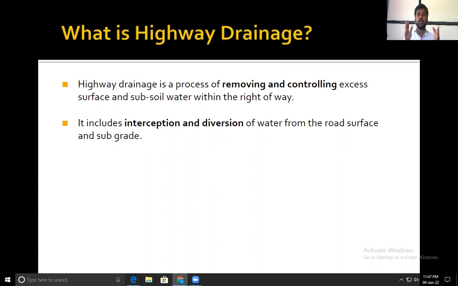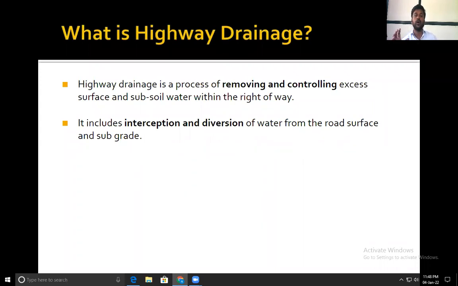Because we are providing the drainage in the right of way only. As we know the structure, how much should be the carriageway, how much should be the roadway, how much should be the right of way, that we have seen. So the highway drainage is the process of removing and controlling excess surface and subsoil water within the right of way by providing drainages. It includes the interception and the diversion of water from the road surface and the subsurface.